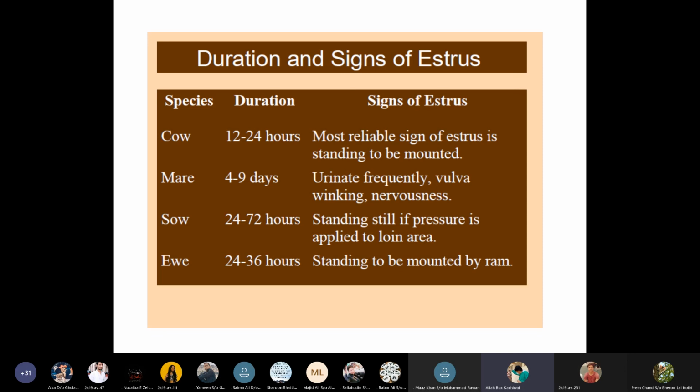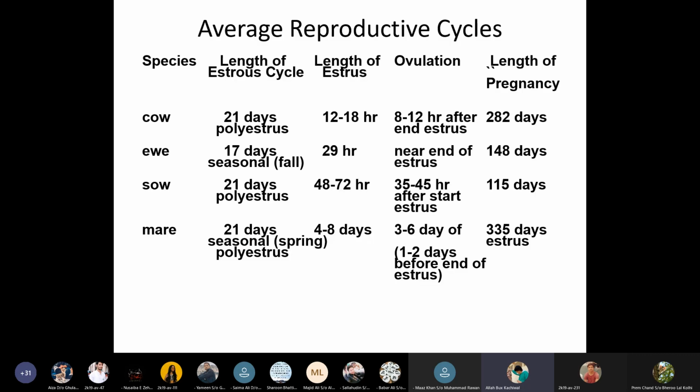The duration of the signs of estrus: cows have 12 to 24 hours, mares have 4 to 9 days, sows have 24 to 72 hours, whereas ewes have 24 to 36 hours of standing to be mounted. The average reproductive cycle: the cow has 21 days and is polyestrous, the ewe has 17 days and is seasonally polyestrous, the sow has 21 days and is polyestrous, and the mare has 21 days and is seasonally polyestrous.